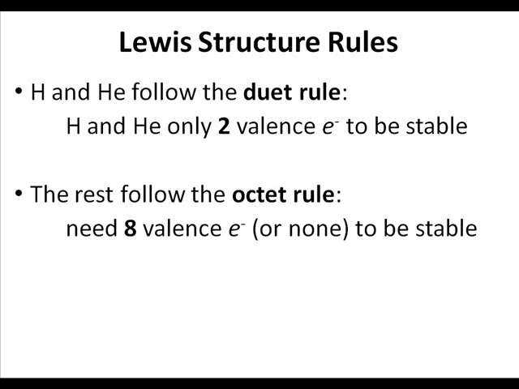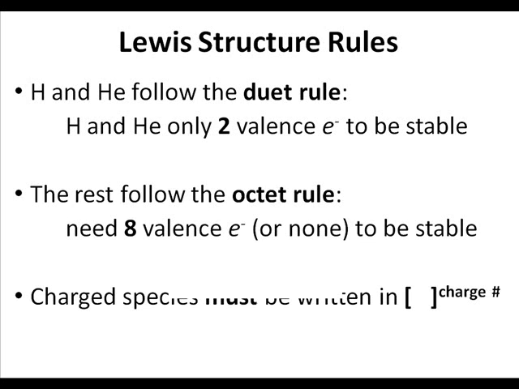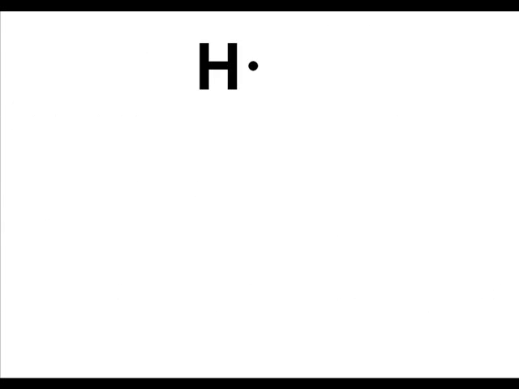Now, if you take a look at all others, all other atoms follow the octet rule. What that means is you have to have 8 valence electrons on the outside in order to be stable. If in fact the atom becomes an ion, which means it has extra electrons or has lost electrons, you put a bracket around that atom and you indicate the charge that it possesses. So let's take a look at this in action.